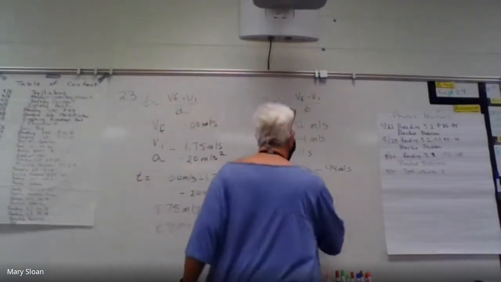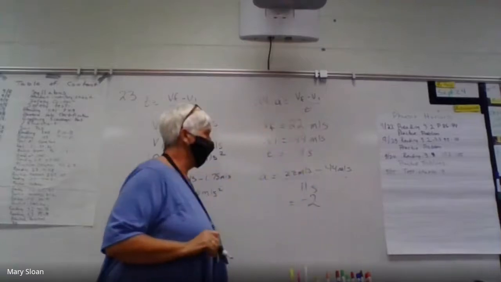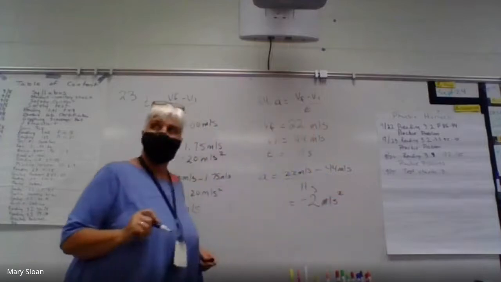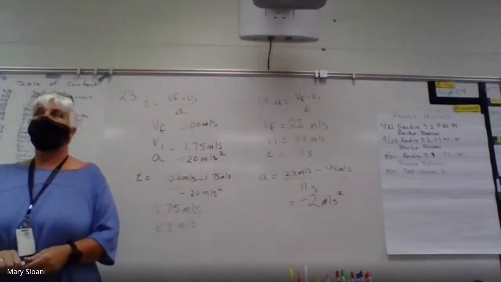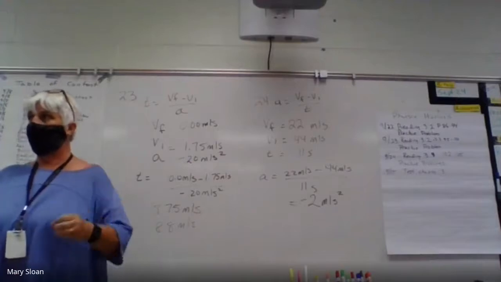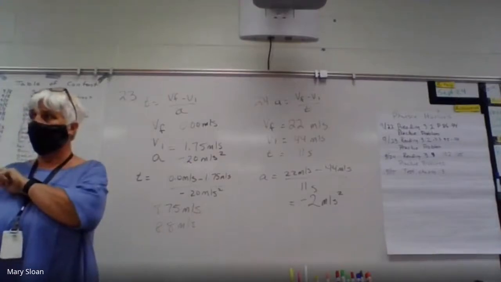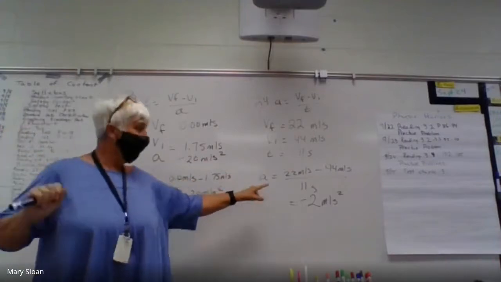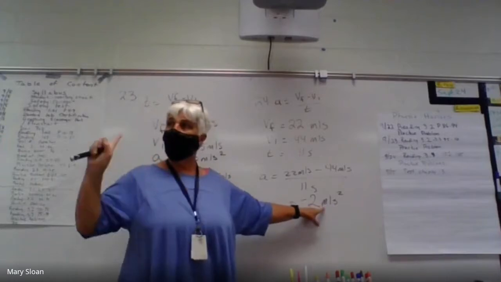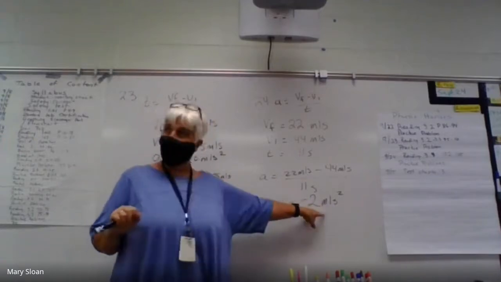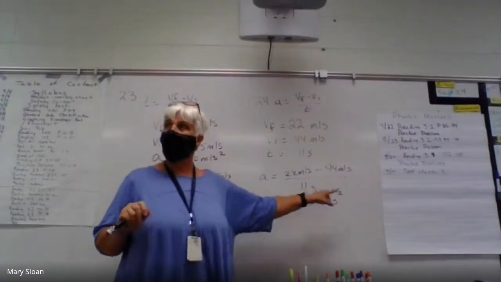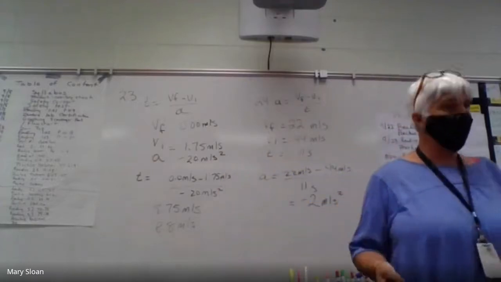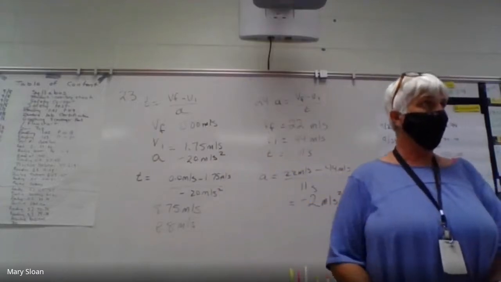So what's my unit? Meters per second squared. Acceleration is always meters per second squared, because I'm looking for acceleration. If I was looking for position, it would be meters. If I was looking for time, it would be in seconds. And if I'm looking for acceleration, it's meters per second squared. Do we feel good enough that we can go into the next section without doing the next problem?